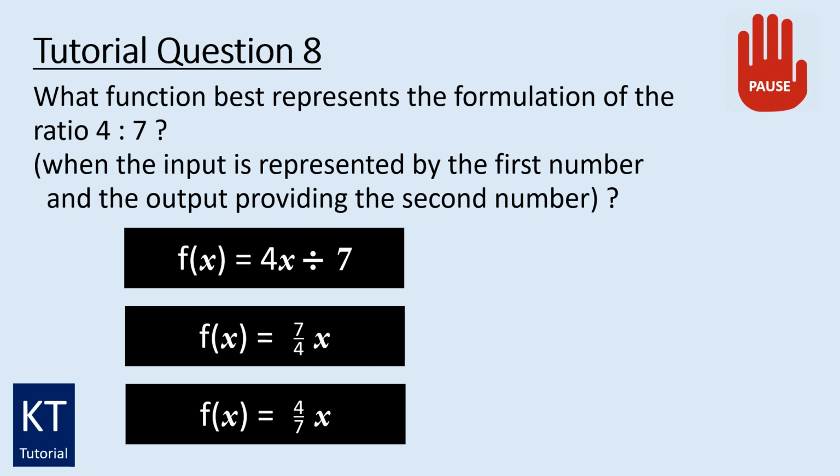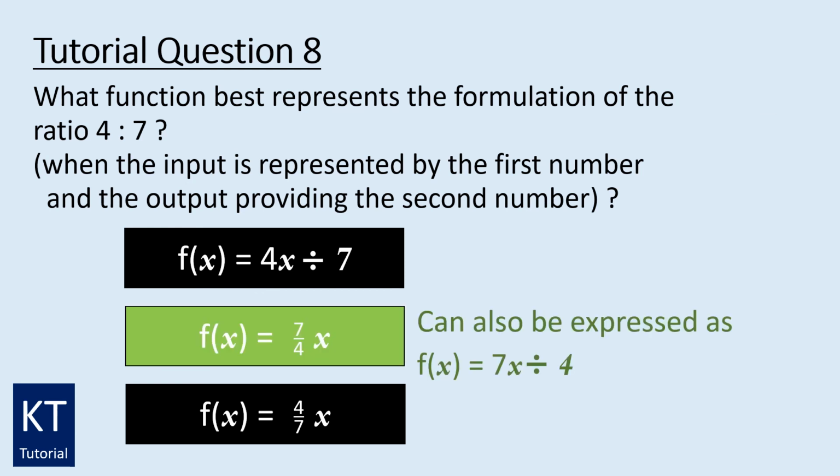Tutorial question 8. Press the pause button as required. What function best represents the formulation of the ratio 4 to 7 when the input is represented by the first number and the output providing the second number? It should be the middle one amongst the three we have to choose from.